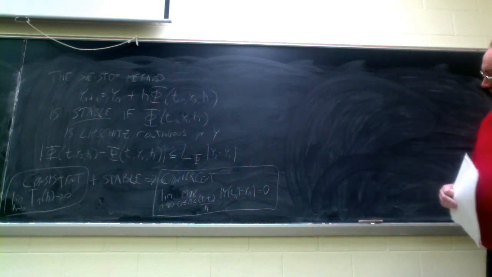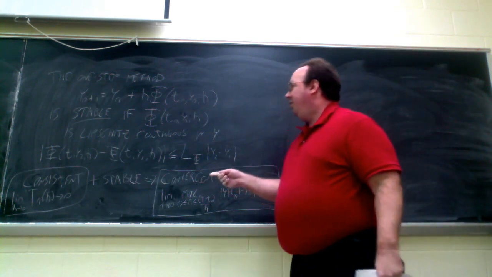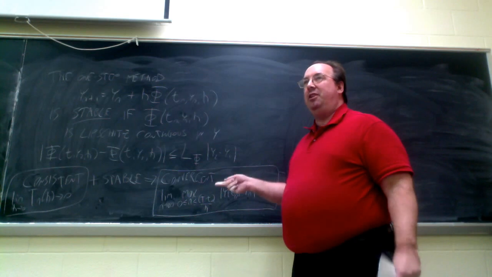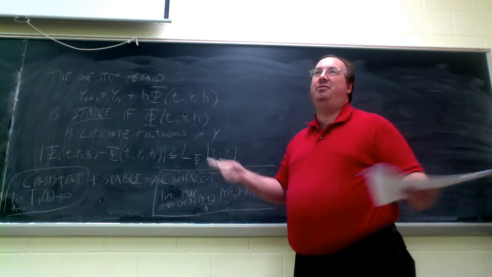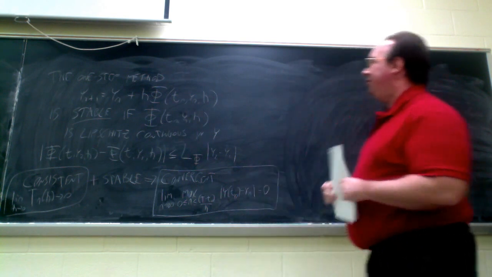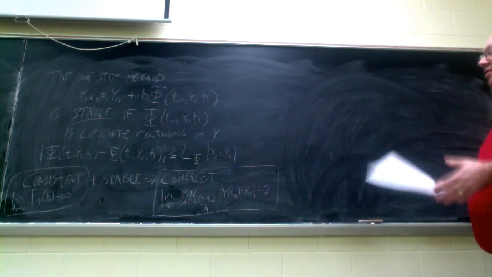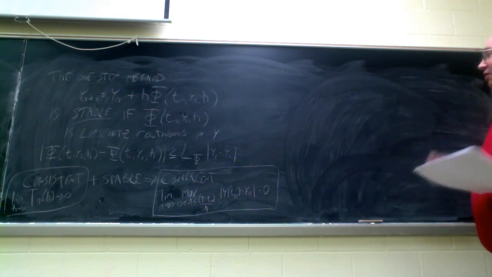And stable happened because we are assuming that f was Lipschitz continuous. And for Euler's method, phi is f. So phi was Lipschitz continuous too. So I didn't really talk about those concepts of consistency and stability, but now for a general one-step method, I need to.